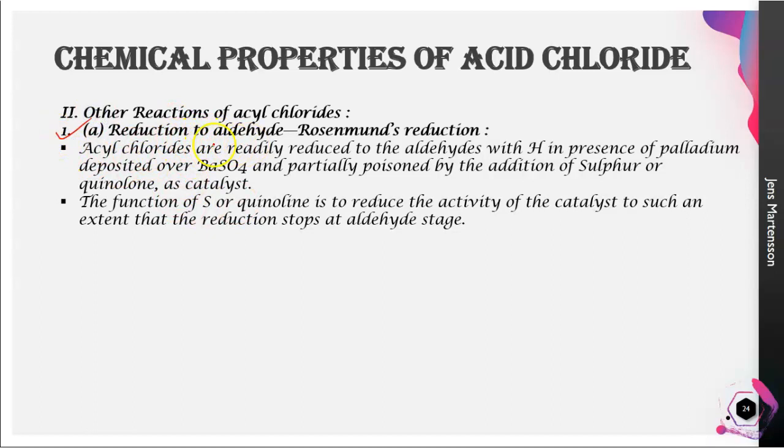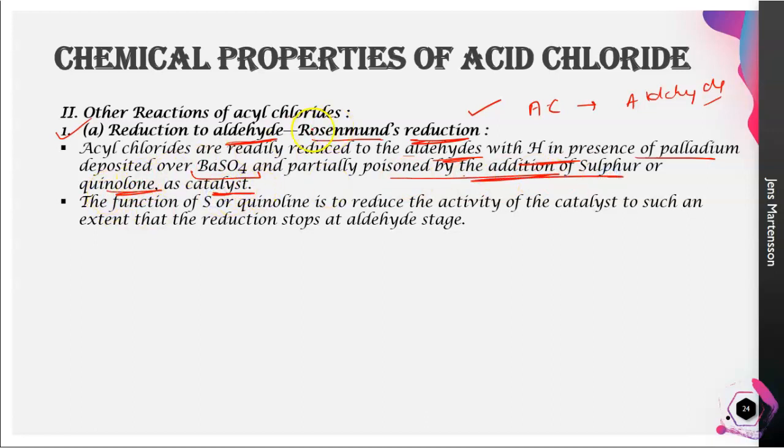when your acid chloride gets reduced to aldehyde. That reaction is known as Rosenmund's reduction. Your acid chlorides are readily reduced to aldehyde with H2 in the presence of palladium deposited over barium sulfate and partially poisoned by the addition of sulfur or quinoline as catalyst.